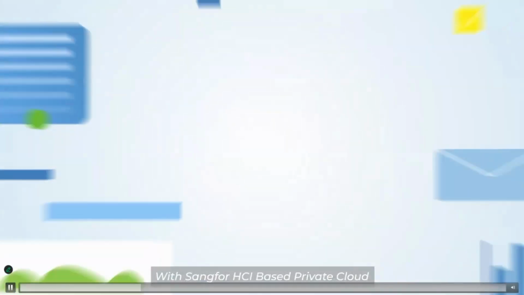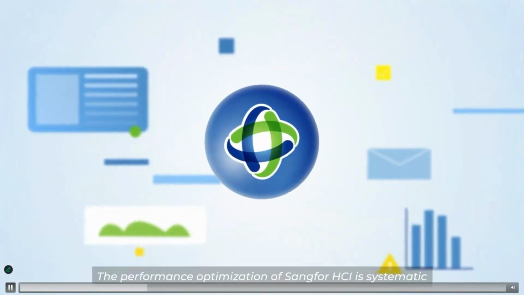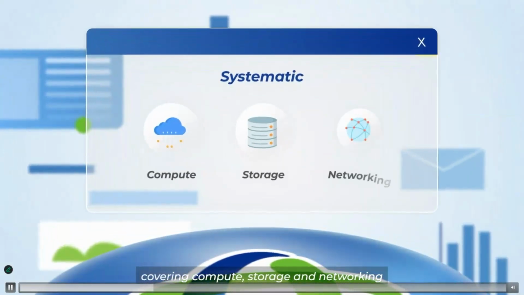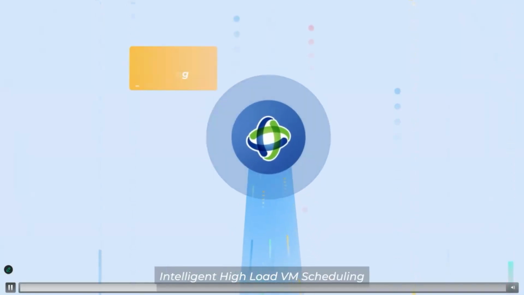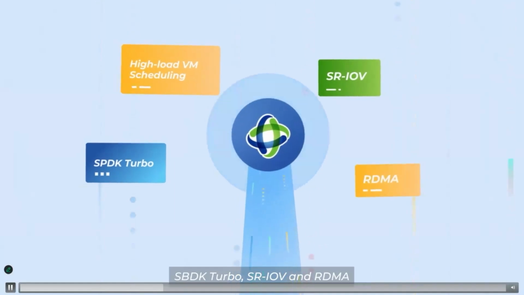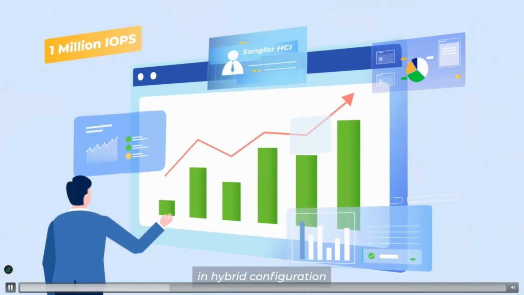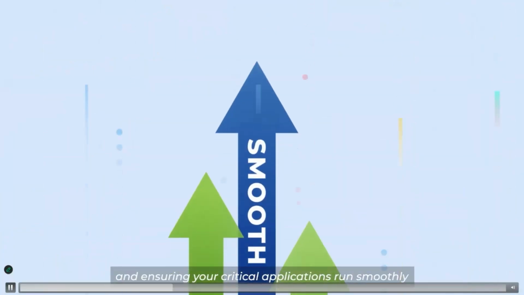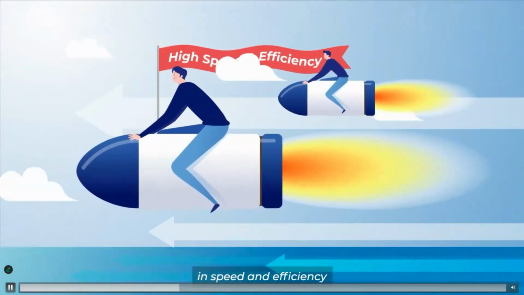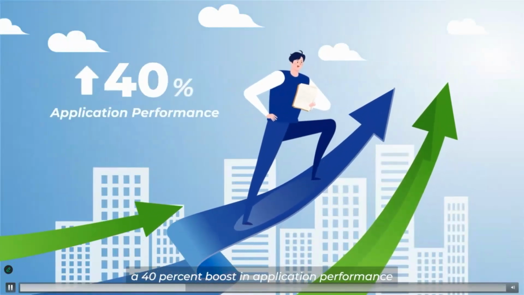With Sangfor HCI-based private cloud, you get exceptional performance. The performance optimization of Sangfor HCI is systematic, covering compute, storage, and networking. Combined with technologies like intelligent high-load VM scheduling, SPDK Turbo, SR-IOV, and RDMA, it delivers up to 1 million IOPS with just 3 nodes and hybrid configuration, out-rivaling competitors and ensuring your critical applications run smoothly. Independent tests prove that we outperform many competitors in speed and efficiency. For instance, a major manufacturing company saw a 40% boost in application performance.